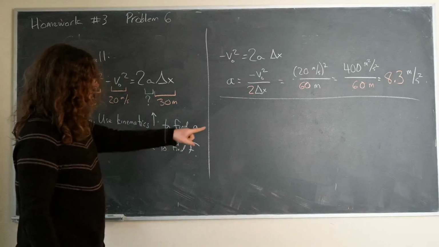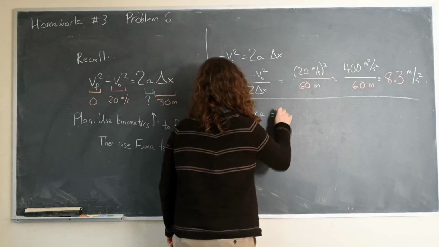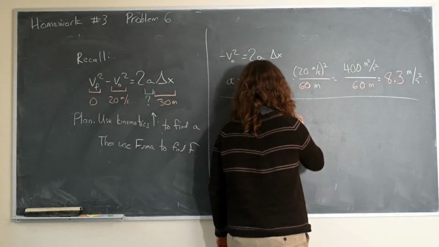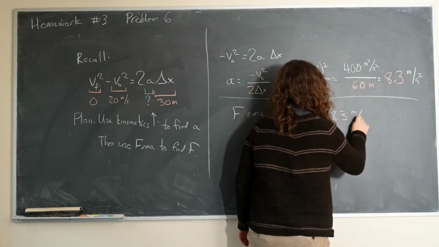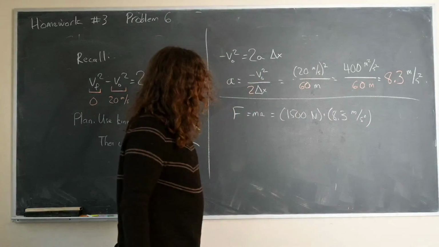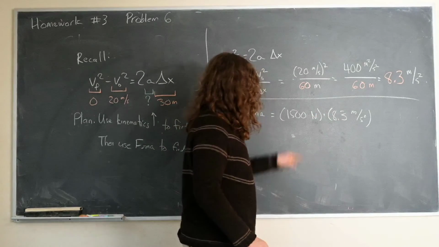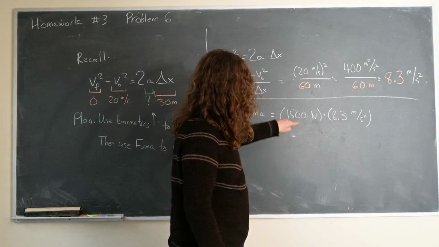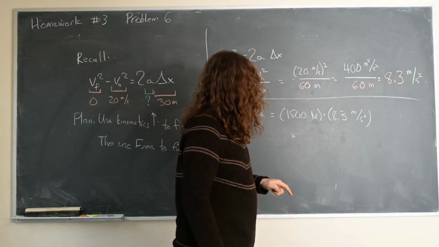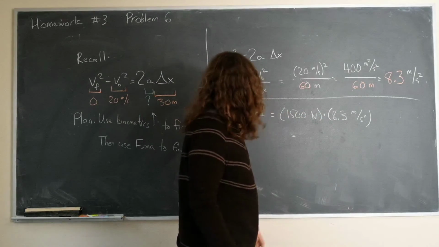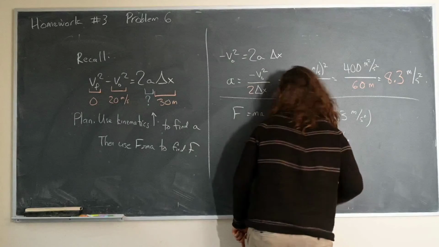So now we want to find the force. So F equals ma, the mass was 1,500 newtons times 8.3 meters per second squared. So let's see, 1,500 times 8.3, so 1,500 times 8 is the same as 3,000 times 4, which is 12,000. And then 0.3 times 1,500 is another 450. So this would be 12,450 newtons. That's a really big force.